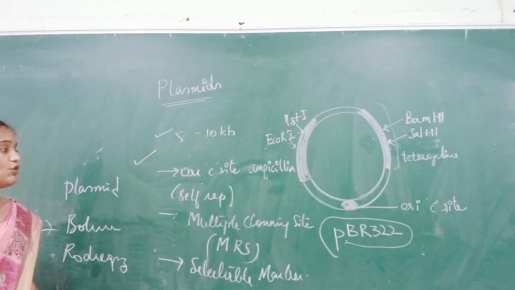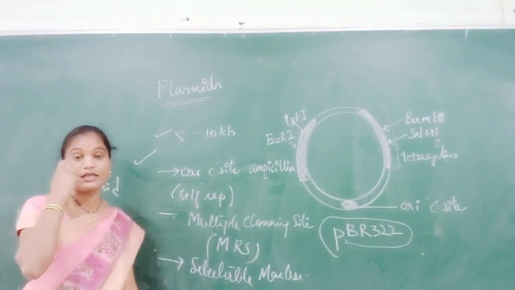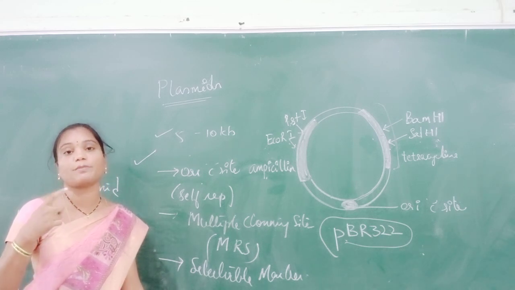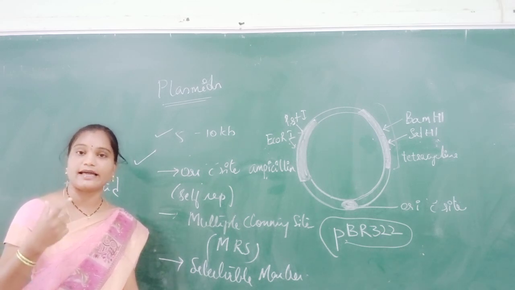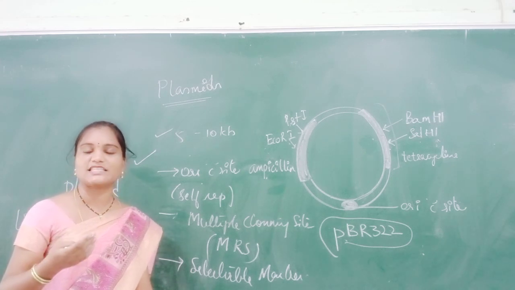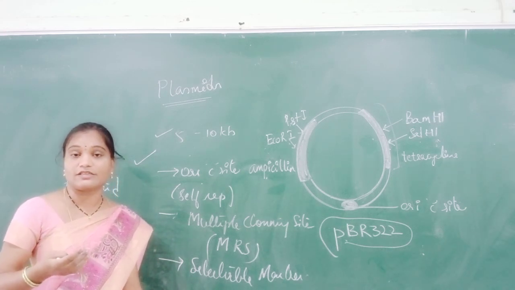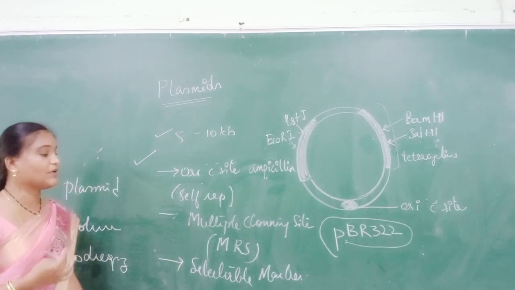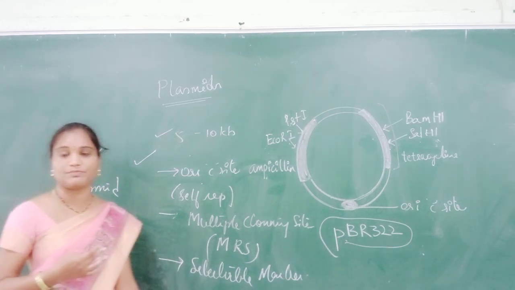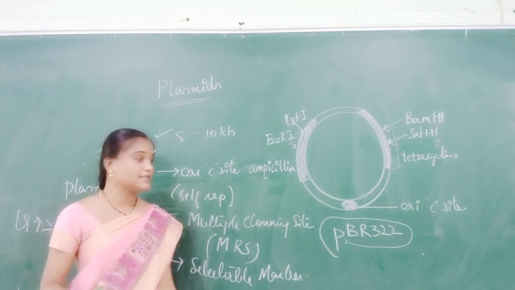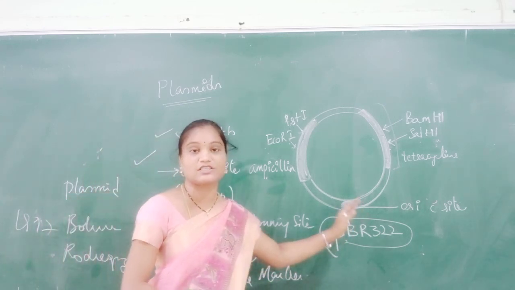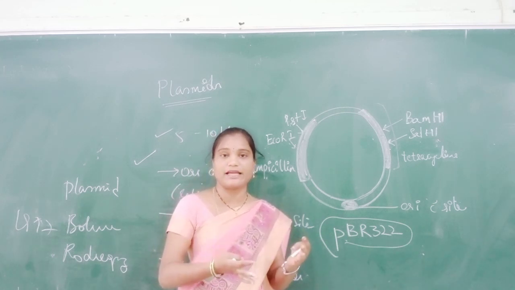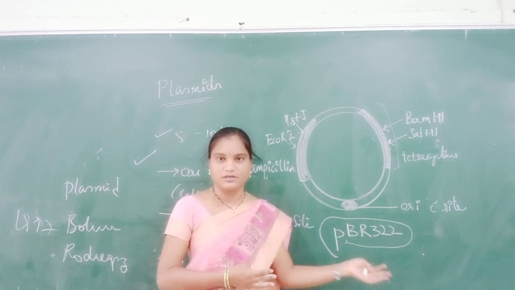One more thing, if your plasmid has the capacity to produce more copy number, then it is known as a high copy number plasmid. If the plasmid produces fewer copies, then it is known as a low copy number plasmid. And coming to the different features of the plasmid pBR322, as this is an artificial plasmid, genetically engineered, according to the mode of interest, according to the type of your reaction, you are preparing this.